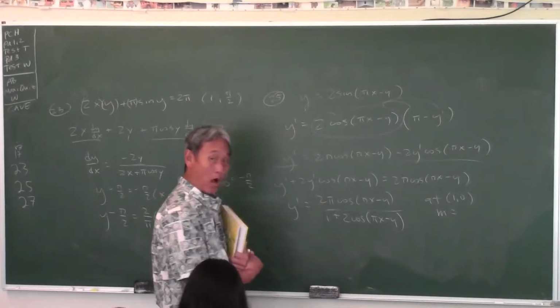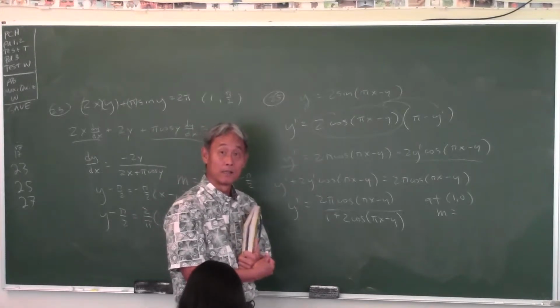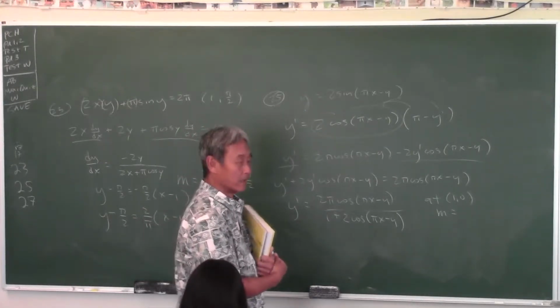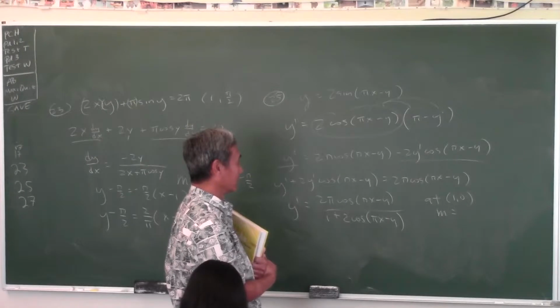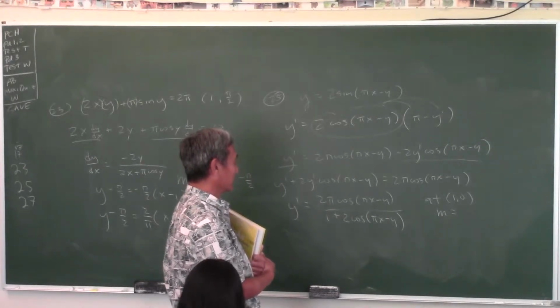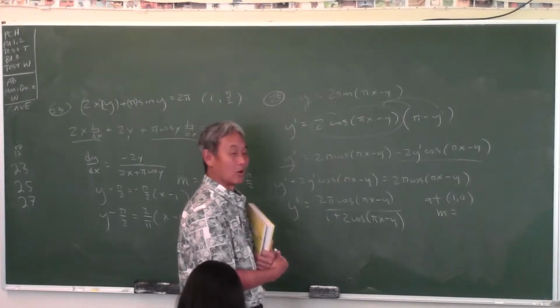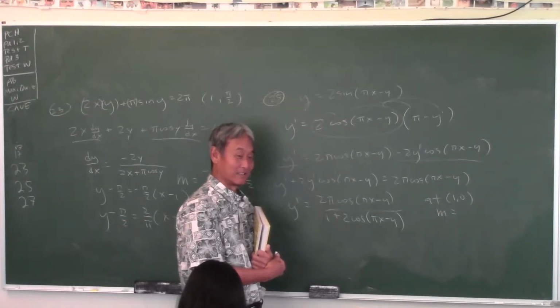Wait, what? Wait, what did I say? I was listening to myself. Oh no, it's recorded. Now I sound dumb. Cosine pi is not 1. Did I say that? Yeah.